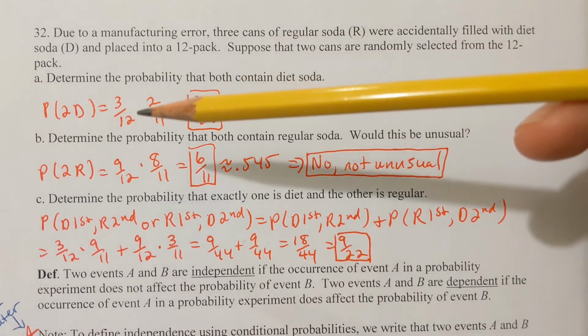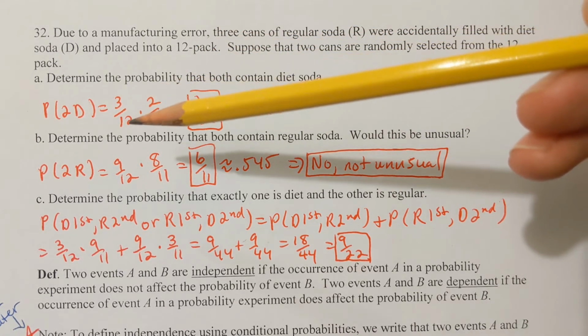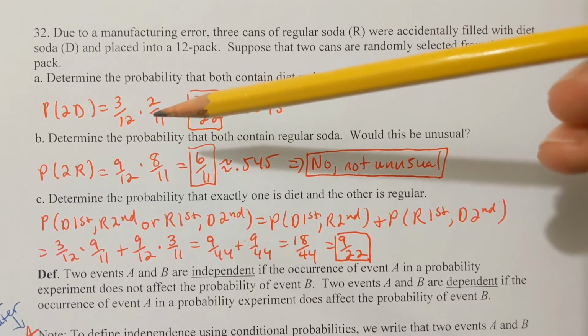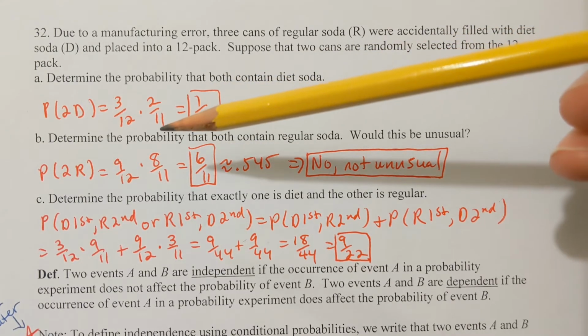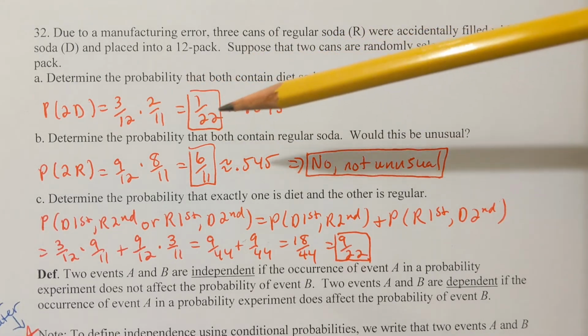Well, the probability of 1 diet: 3 cans of regular soda were accidentally filled with diet soda, so there's 3 out of 12 for the probability of 1 diet. And you've already selected a diet from the 12-pack, so there's 11 cans left in the pack. 2 of them would be diets still. So I multiply by 2 over 11.